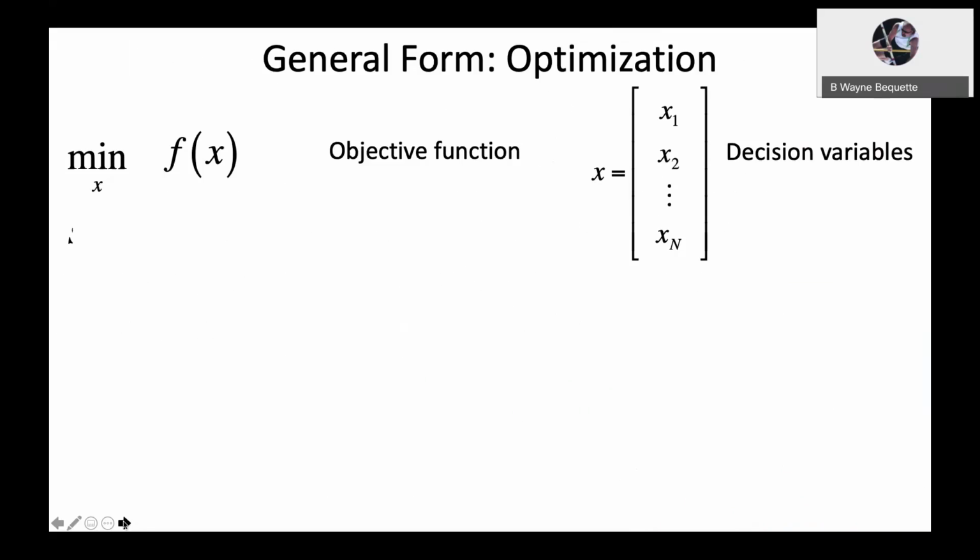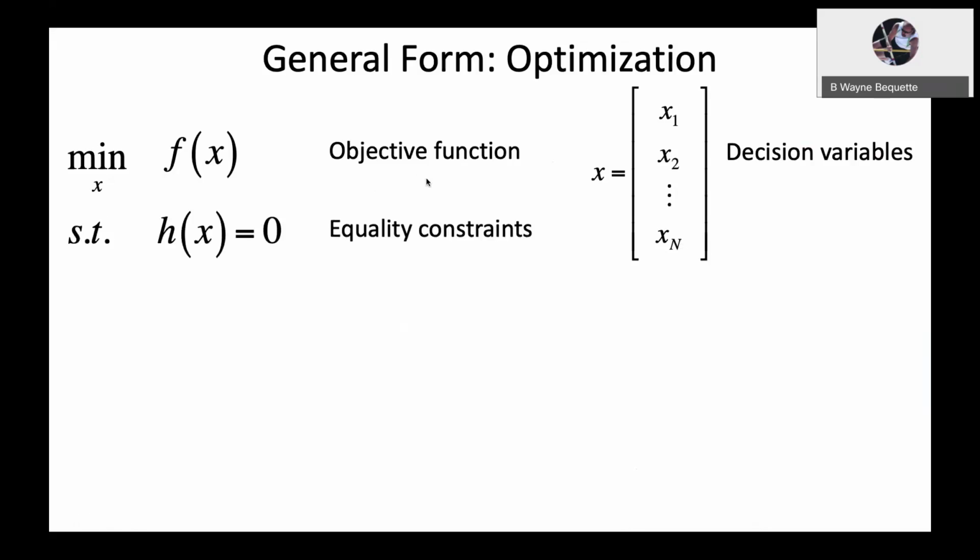So the general form of an optimization problem is the following. This is cast as a minimization. So we're minimizing a function of x. This function of x is known as the objective function, and x is known as the vector of decision variables. If we only had one decision variable, we'd only have x1, but here I'm showing up to n possible decision variables. These are variables that can be adjusted until you minimize the value of that objective function.